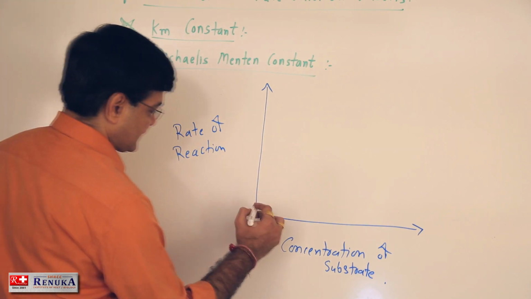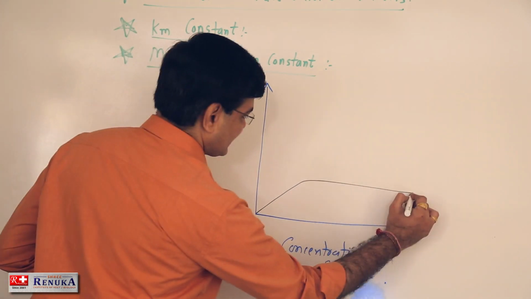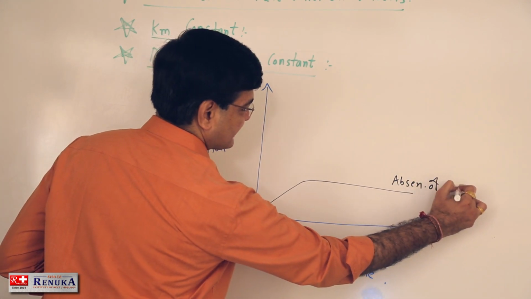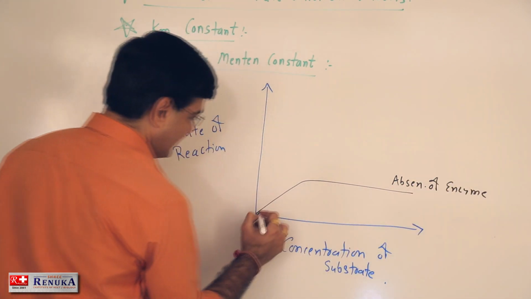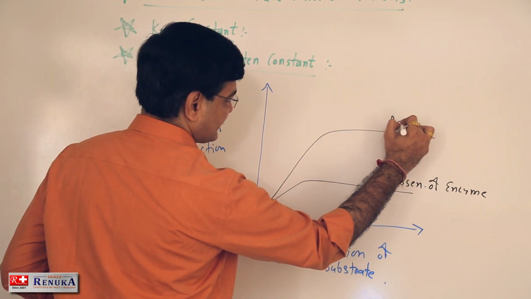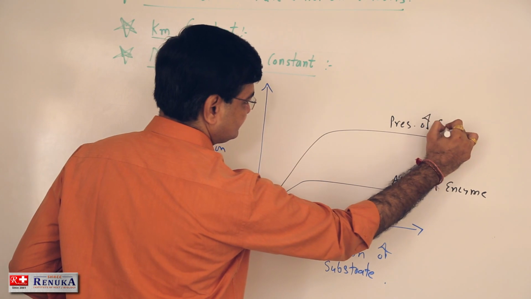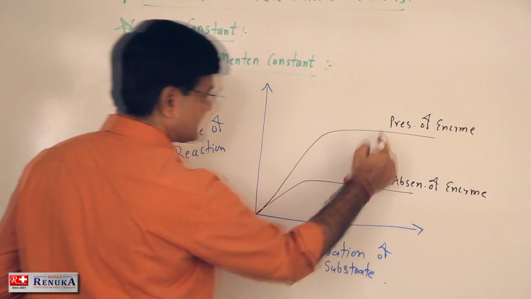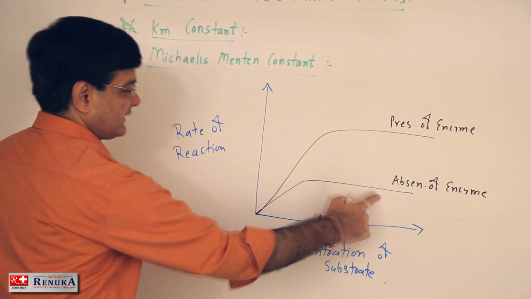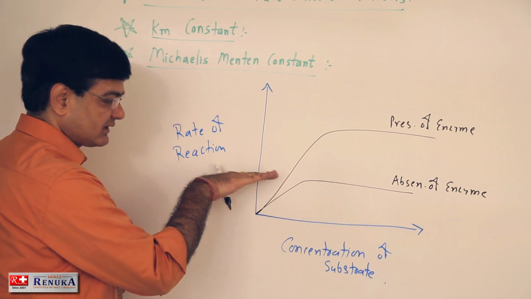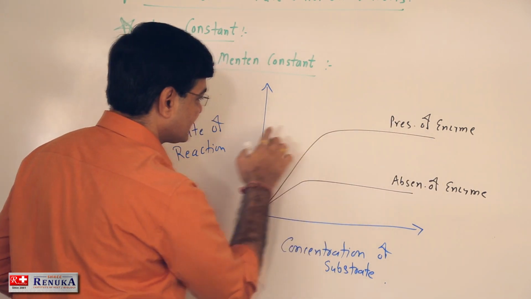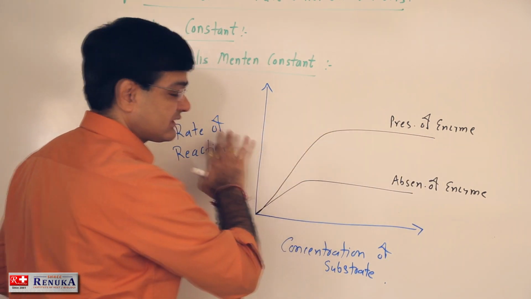The two kinds of reactions, one which occurs in the absence of enzyme and another reaction which occurs in presence of enzyme. So there is always a difference between the rate of reaction. If enzyme is absent, the rate of reaction is very low, but if enzyme is present in the reaction, the rate of reaction is very much high.